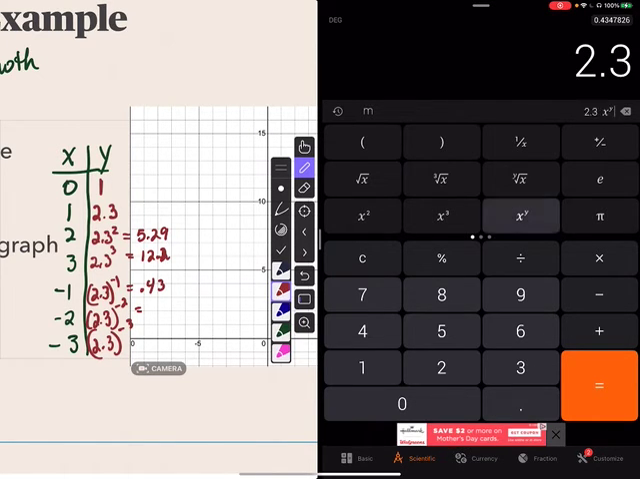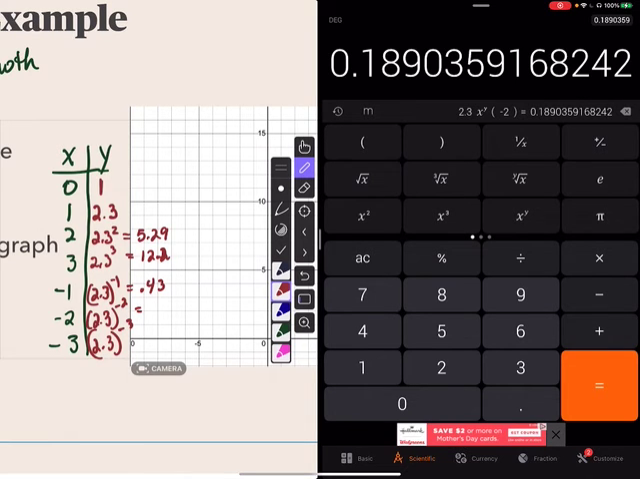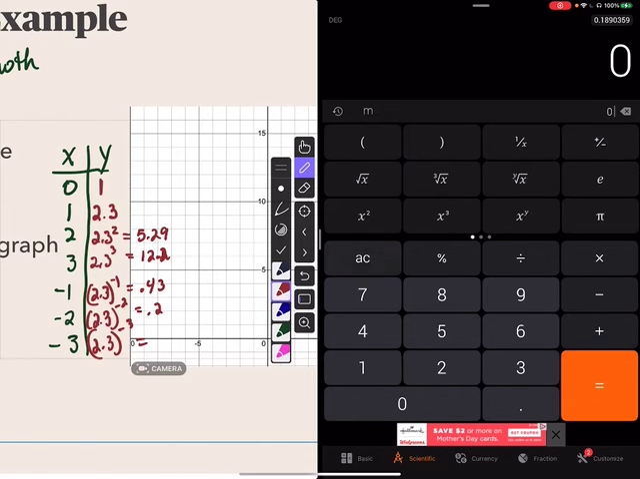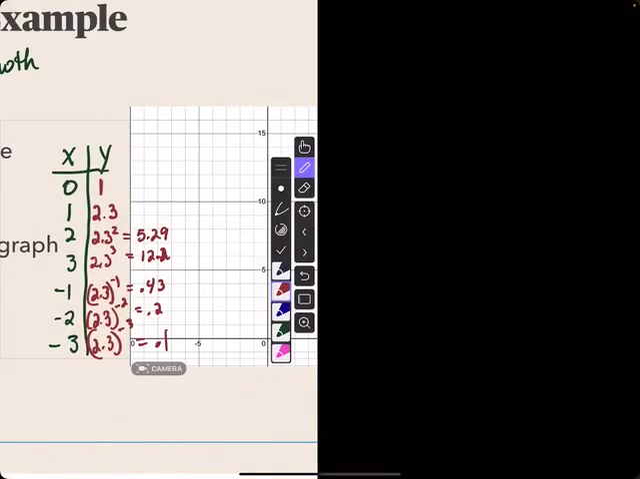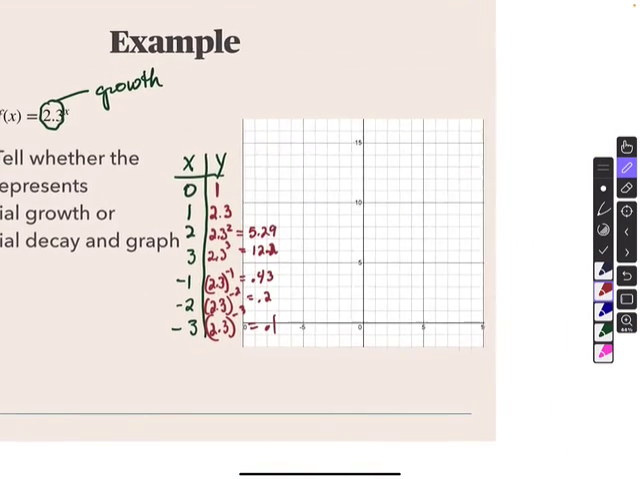2.3 to the negative 2 gives me 0.1. We'll just call it 0.2. And then 2.3 to the negative 3 is 0.1. Close enough. You can see at this point, as soon as our decimals get ungraphable, we don't go any further.